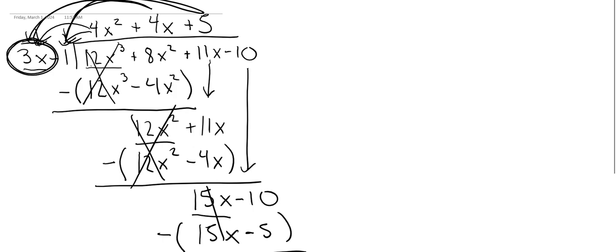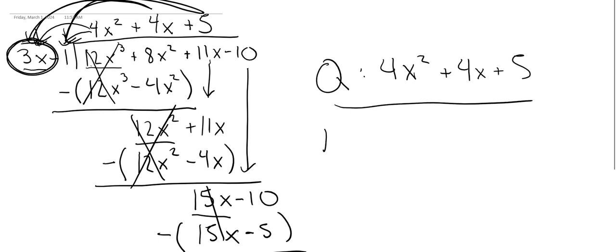So my quotient, I'll just put Q for quotient, is 4x squared plus 4x plus 5. And my remainder is just going to be -5. It doesn't ask you to put this, but it is technically over the 3x minus 1. But you just have to type in the -5.